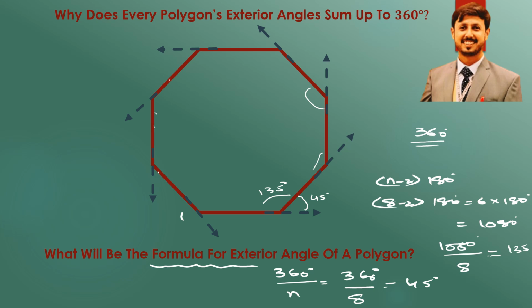For example, you have a hexagon, which has 6 sides. What is going to be the exterior angle of a hexagon? That is 360 degrees divided by 6, which equals 60 degrees. So each exterior angle of a hexagon is 60 degrees, and the sum of all the exterior angles is 360 degrees. Similarly, you have a quadrilateral, a square, or a rectangle. That has 4 sides, so each exterior angle is 360 degrees divided by 4, which equals 90 degrees, a right angle. And we know that in the case of a square or rectangle, every time we get 90 degrees as the exterior angle.